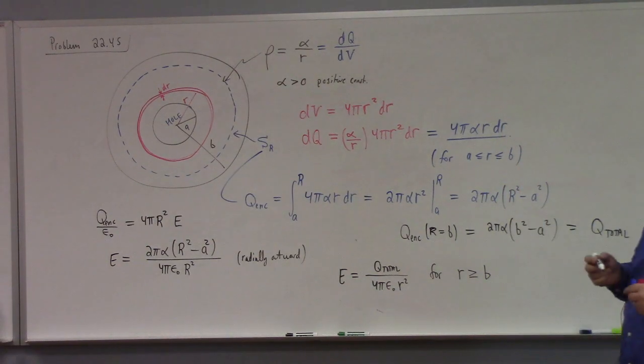For the electric field, you can cancel out the 2 pi and the 4 pi, right? So it's just that over 2 epsilon naught r squared. Yes, we could simplify that.